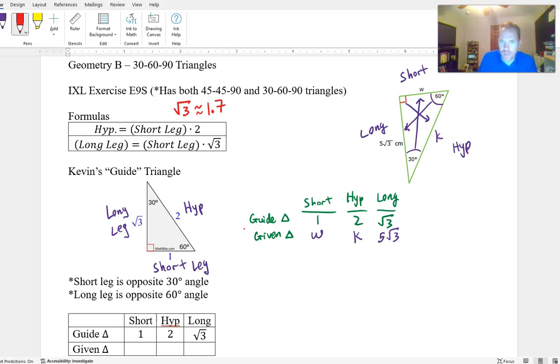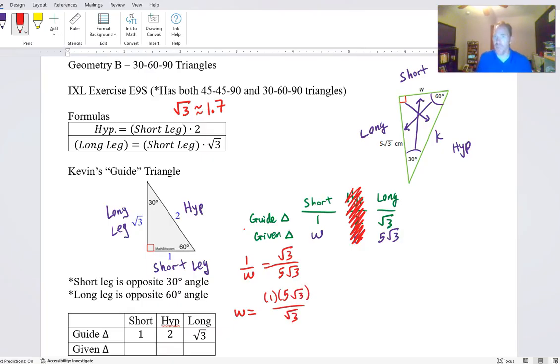And all right, so maybe I start with W. I can ignore the column that has K. And here's my proportion. I got 1 over W equals the square root of 3 over 5 square root of 3. Even with these square roots, I'm still cross multiplying and dividing. So we've got 1 times 5 square root of 3, and then we're dividing by the square root of 3. So this one's a little more difficult, perhaps, but like the 1 times the 5, those are both outside the square root, so we can multiply those.